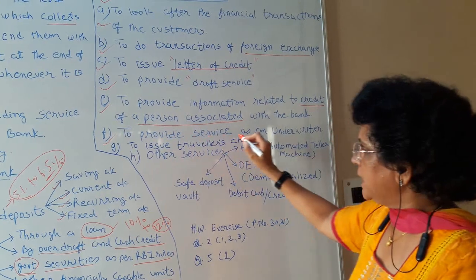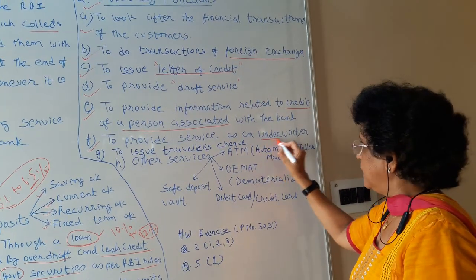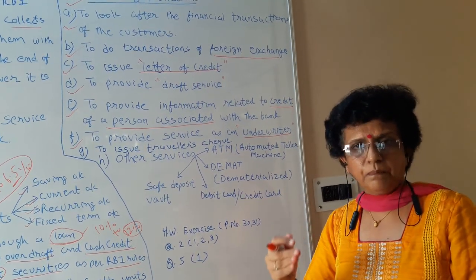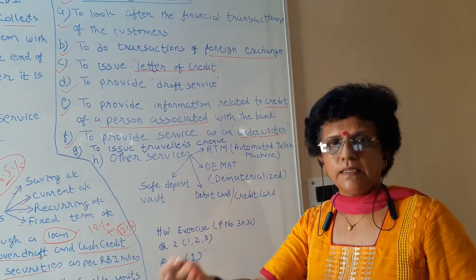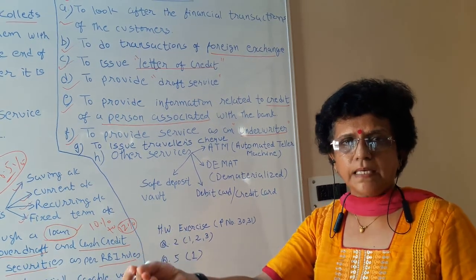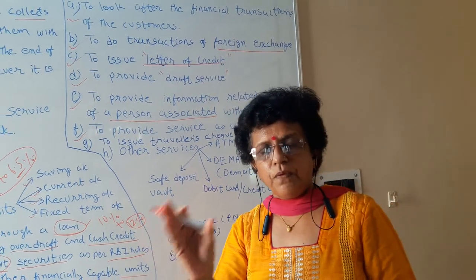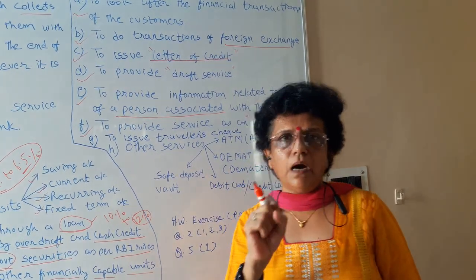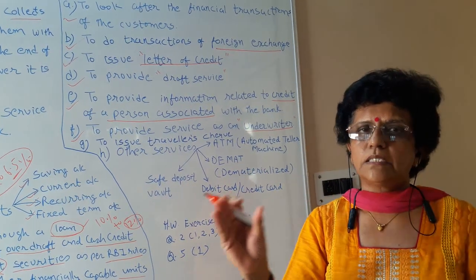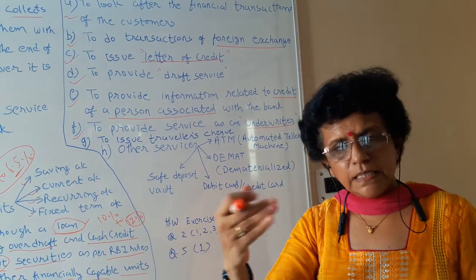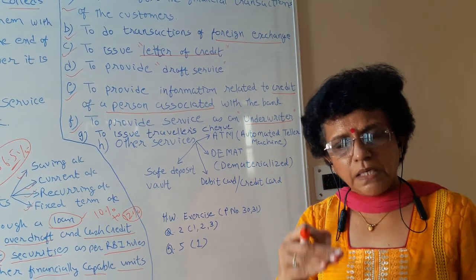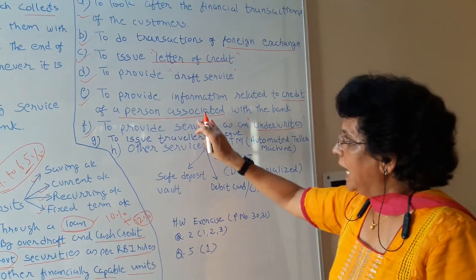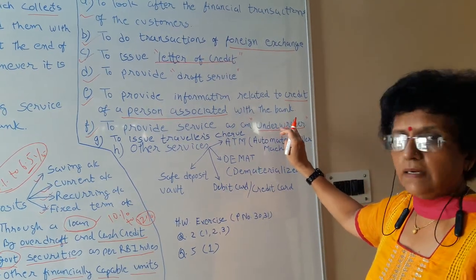Next is to provide services as an underwriter. Underwriter is a very important word. When a new business company puts its subscription into the market, that is the shares, when they launch their public issue, there is a doubt because people do not know the management much. There is a doubt that your subscription may not reach the minimum subscription. So in that case, you ask a bank to be an underwriter.